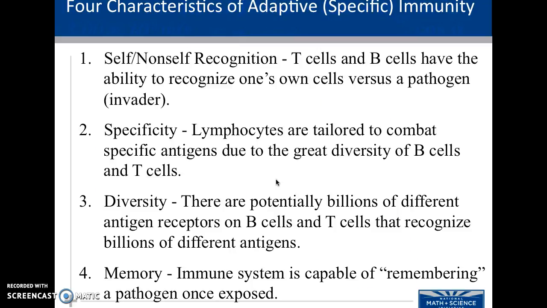So these are the 4 characteristics of specific or adaptive immunity. The cells are able to recognize self versus non-self. They can recognize your own cells versus a pathogen. The second one is specificity. Lymphocytes are tailored to combat a specific antigen, and so you have a huge diversity of B and T cells. That leads to the diversity portion. There are potentially billions of different antigen receptors on B and T cells that recognize billions of different antigens. And the last part is memory, their capacity to remember a pathogen once you are exposed. Like we talked about, once you're exposed once to chickenpox, it is very unlikely you will get it again unless you get shingles.